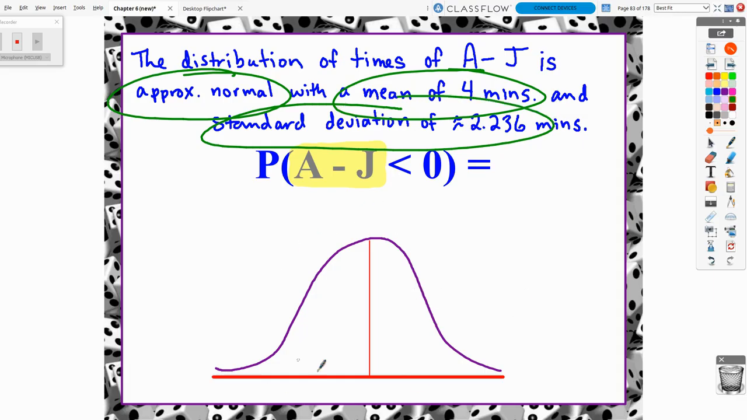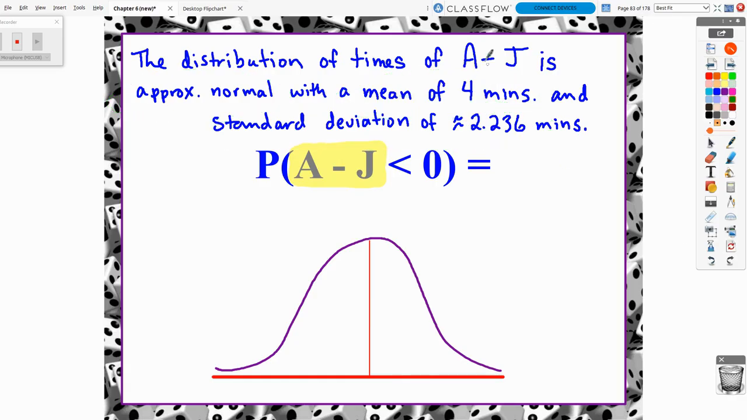So imagine here is a normal distribution representing this random variable A minus J. And so I know the mean in the middle is, on average, there's a 4-minute difference between their times. Now, what I want to mark in this particular graph is, where would I find 0? So 0 would have to be to the left of the mean, right? And it's going to be not even 2 standard deviations below the mean. So I'm just going to approximate, maybe right here. We'll call that 0. So where are all the instances that are less than 0? Well, that would be all of these instances.